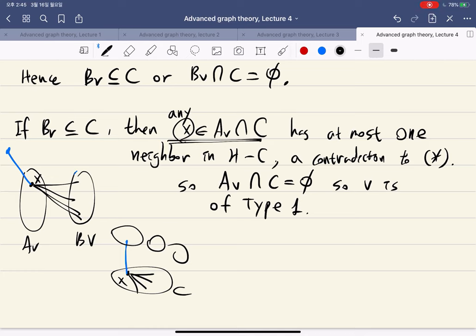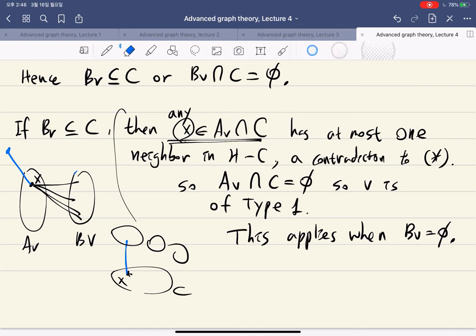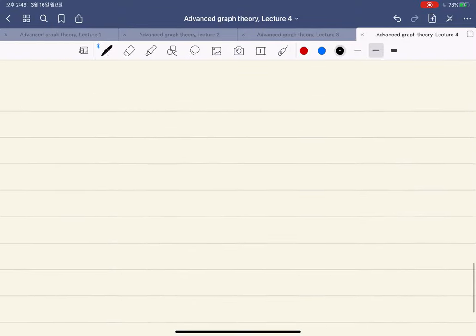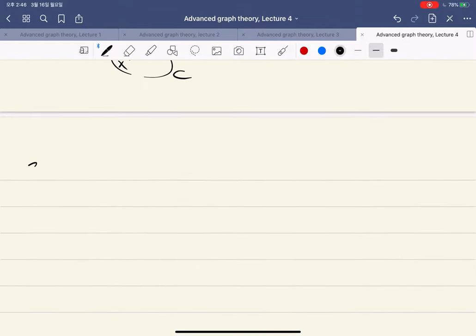Recall that this logic actually applies even when BV is the empty set. If BV is empty, then this logic exactly applies. There are no edges inside, but there is only one edge, which is a contradiction to this star. So now, what's the other case? We can suppose this BV does not intersect C at all. And further, BV itself is not the empty set.